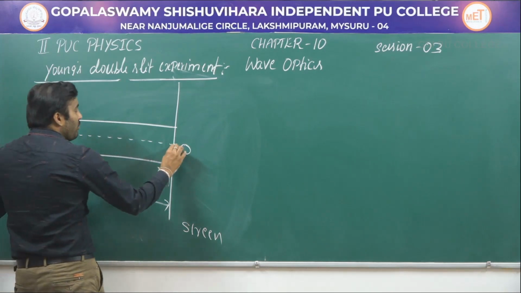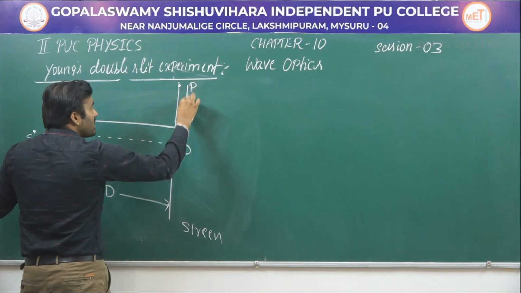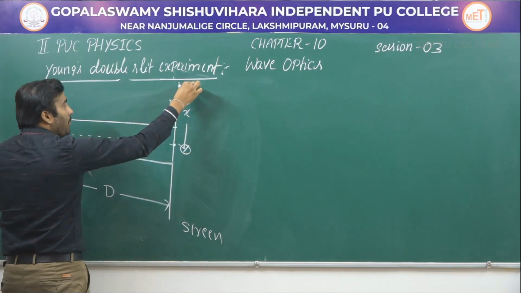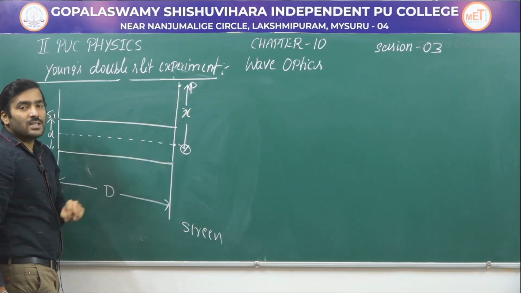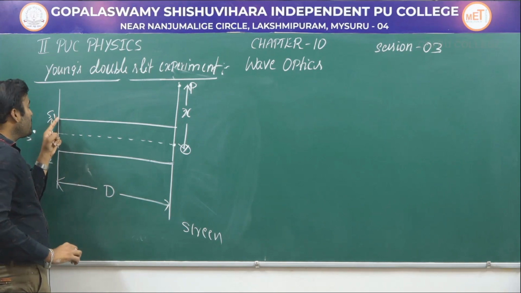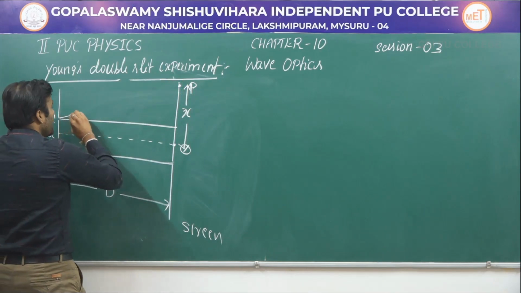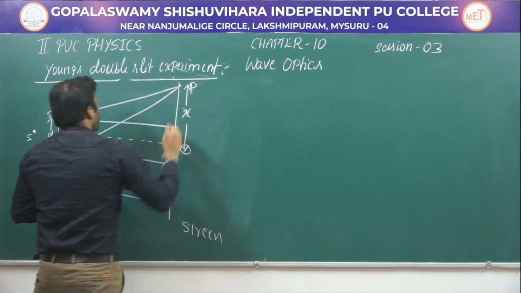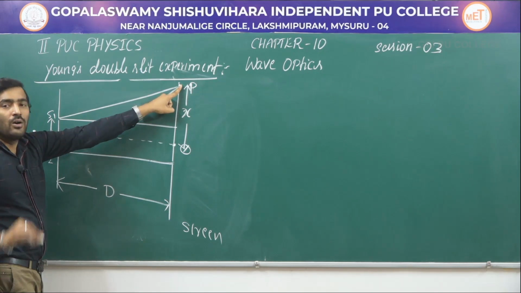Next, say from this point to somewhere here, the point is P, which is at a distance of x from O. Okay, so there is a point P here, at a distance of x from this O. Next, imagine the light waves from the sources S1 and S2 are reaching the point P like this. These are the two light waves which are falling at the point P to form a fringe.